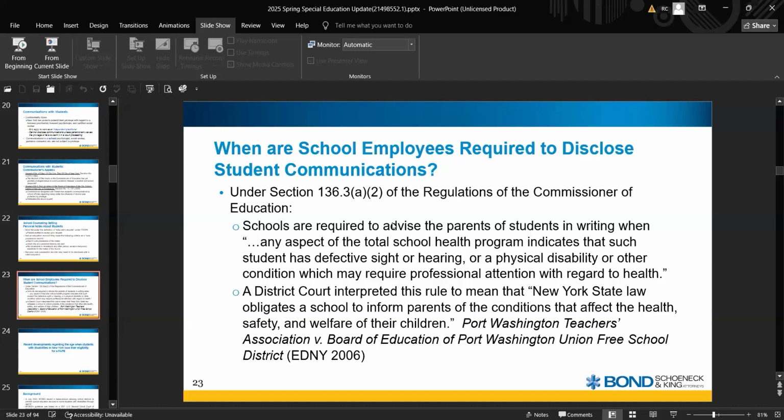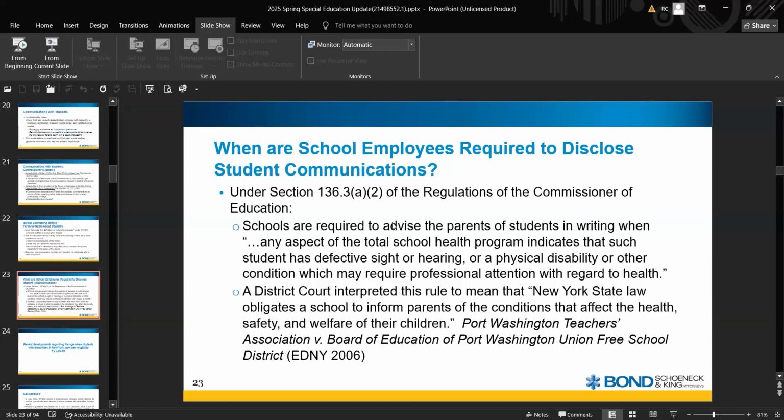That's the answer. Okay, there is a regulation in New York State that requires us to disclose information to parents under certain circumstances. Now, for everything I've talked about up to now, we have to disclose if the parent asks us, right? We don't have to call the parent after every counseling session and say, here's what they said today. But if the parent asks us how it's going, then we're supposed to disclose, using some judgment about how we do that, of course, about what's necessary to tell them. But there is a regulation that we're required to tell parents in writing when any aspect of the total school health program indicates that such student has defective sight or hearing or a physical disability or other condition which may require professional attention with regard to health.